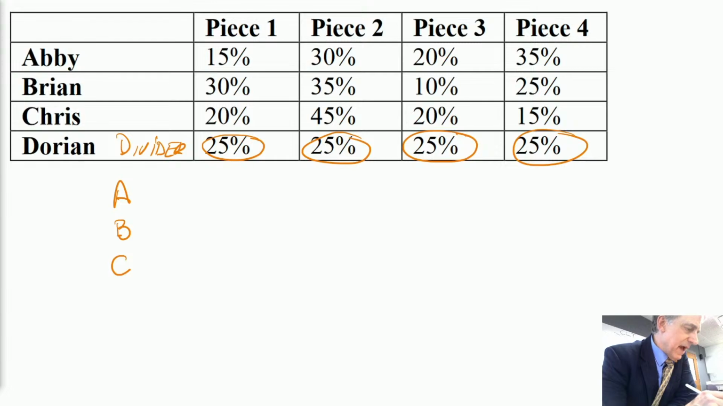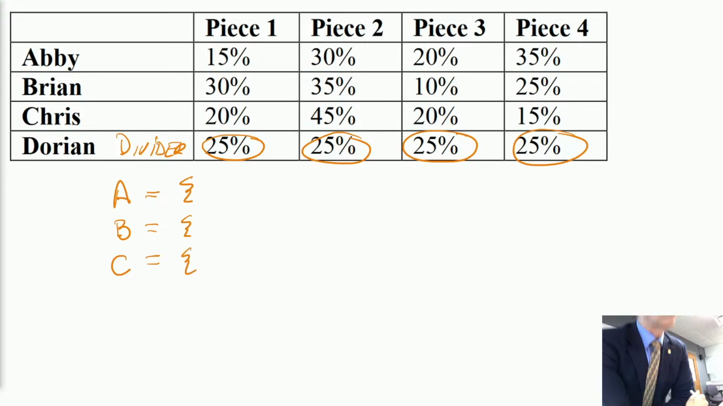So A, B, and C, Abby, Brian, and Chris, what are their bids? And remember, we're dealing with 4 now, and so anything bigger than 1/4 will be acceptable. So let's see how you're doing with this. Where are we? Lilla, what do you think of person A, Abby? What does she think is acceptable? Yeah, piece 2 and 4, because both of those are bigger than 1/4. So, in that person's mind, in that person's value system.